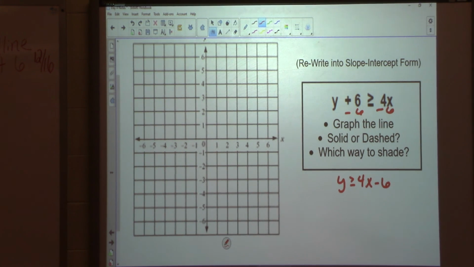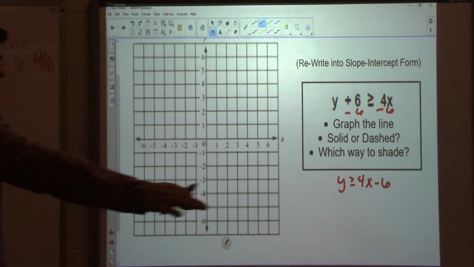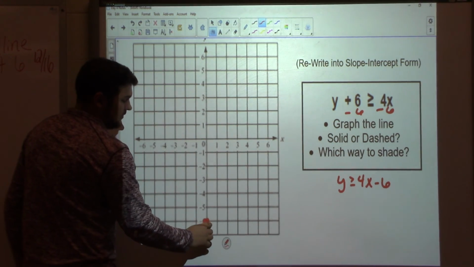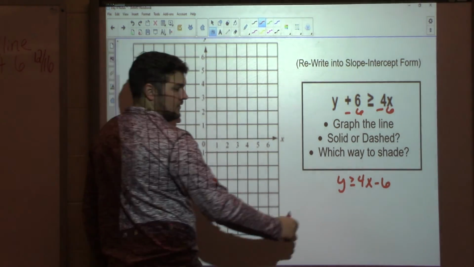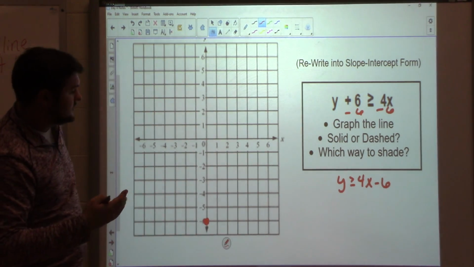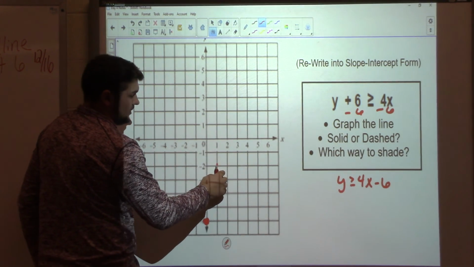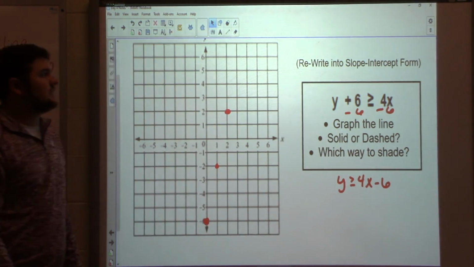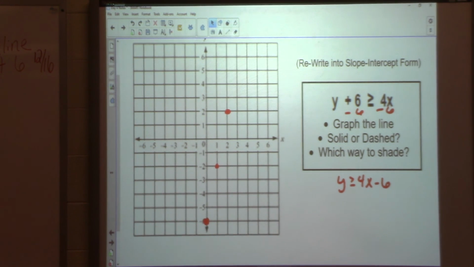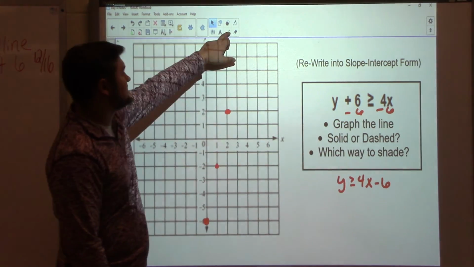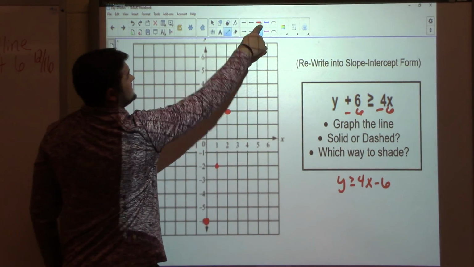Where's my y-intercept at? Negative 6. Very good. Y-intercept, negative 6. What is my slope? 4, 4 over 1, technically, so up 4 over 1. Is the line I'm going to draw here going to be dashed or solid? Solid, very good. It's greater than or equal to, so it's solid. Let's take my solid line.